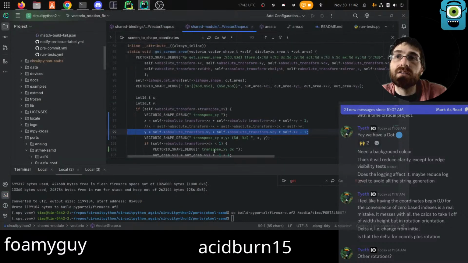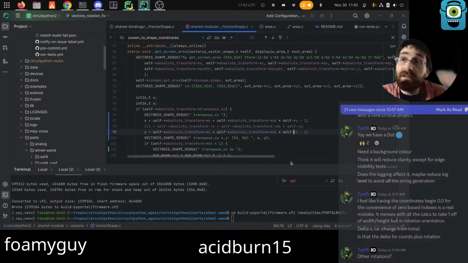So dy is -1. So we would maybe need to subtract from this one when dy is -1 and subtract from this one when dx is -1. Should this just not be here? Well, no, this needs to be here because this is multiplying. Yeah, I think basically when it's negative, we need to subtract 1.